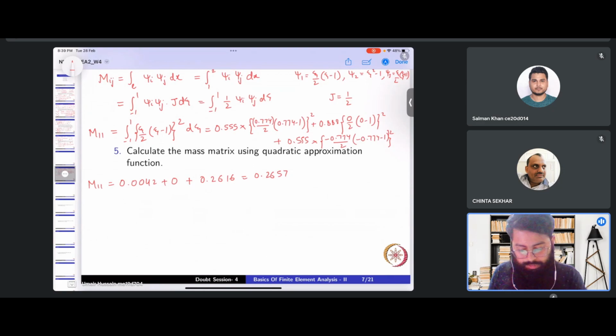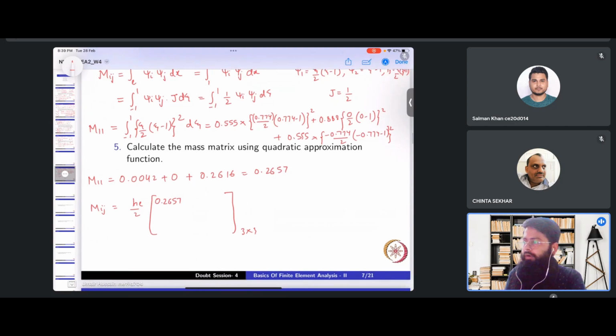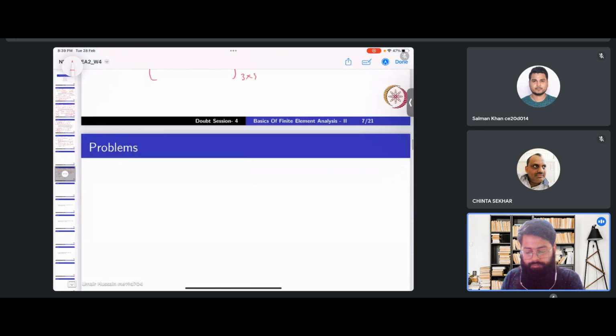So I think the idea is pretty clear. Likewise, we can choose different shape functions and find the mass matrix, which would be h by 2 times some 3 by 3 matrix. Obviously, the first element would be 0.2657. I hope this picture is clear to you all. I don't want to make it too long and boring. If there is any doubt, you're free to ask now. Yes, we'll move on to the next topic.